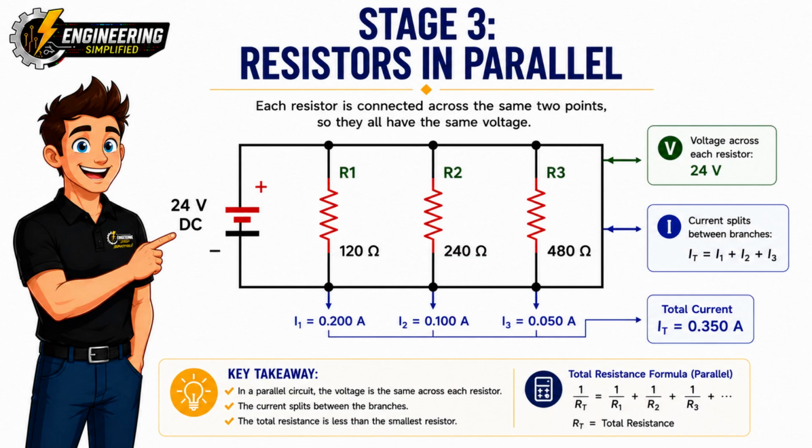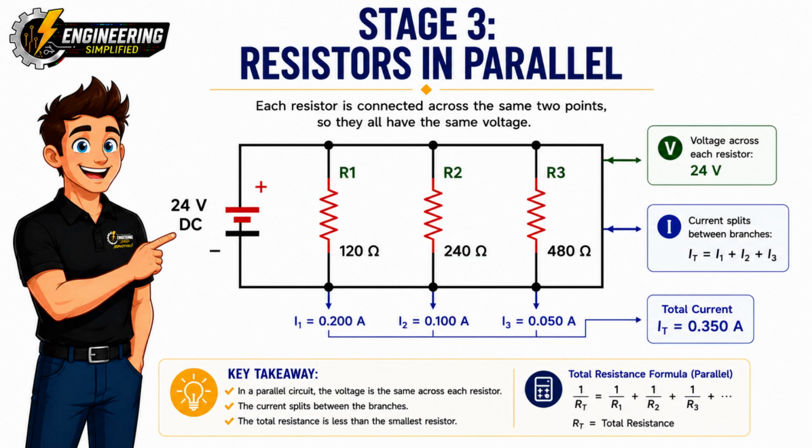Unlike a series circuit, the current doesn't stay the same. Instead, when the current reaches the junction, it splits into separate branches. Each branch carries its own current, and the amount of current depends on the resistance in that branch. Notice what happens here. The 120 ohm resistor carries the largest current because it offers the least resistance. The 240 ohm resistor carries less current, and the 480 ohm resistor, which has the highest resistance, carries the smallest current. Finally, all of those branch currents combine again before returning to the power supply, so the total current is simply the sum of the currents flowing through each branch.